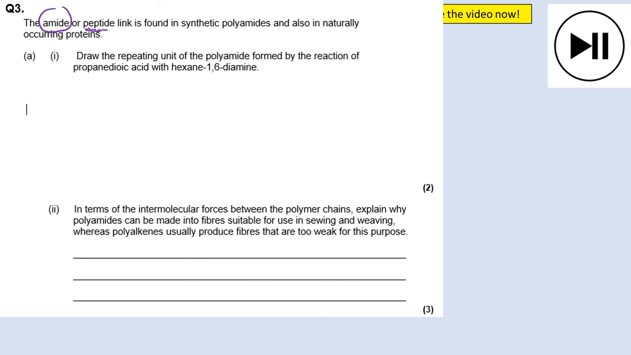Draw the repeating unit of the polyamide formed when propane dioic acid reacts with hexane 1,6-diamine. Well, let's identify what these things are. So propane dioic acid, well, prop is 3, dioic acid means there's 2 carboxylic acid groups. They must be on each end because you can't have a carboxylic acid group in the middle because it's already got 2 bonds, so it can't be there. So the block in the middle is simply a CH2 group.